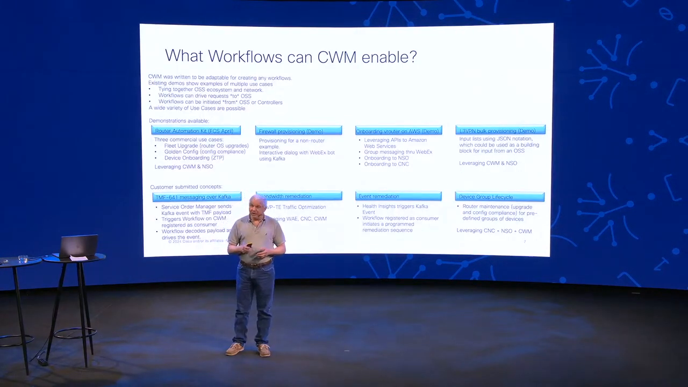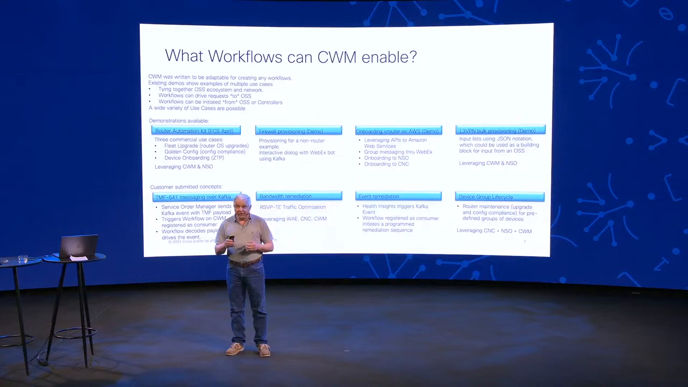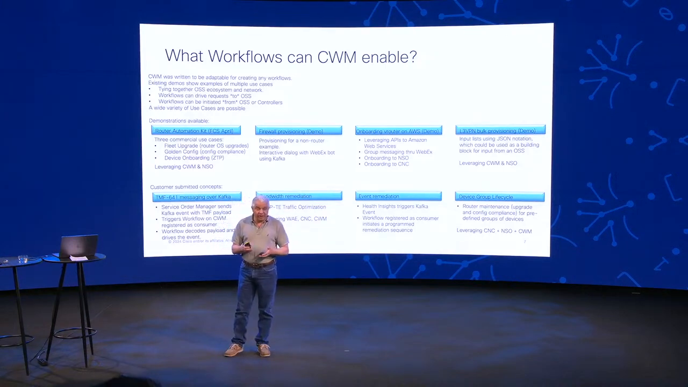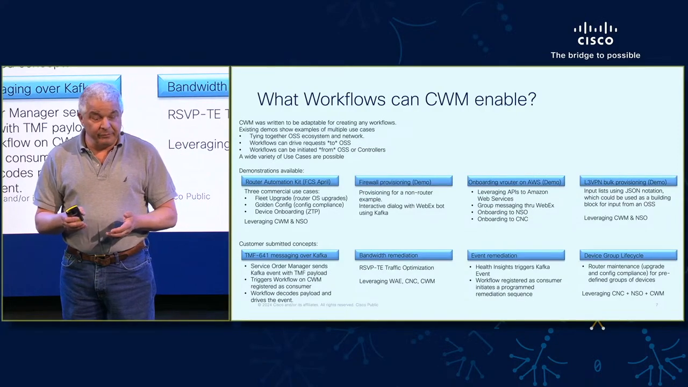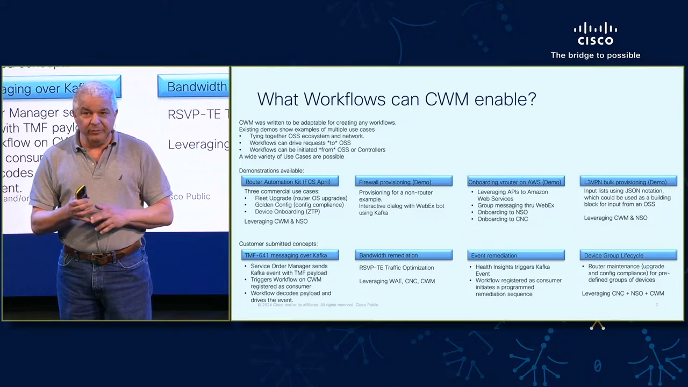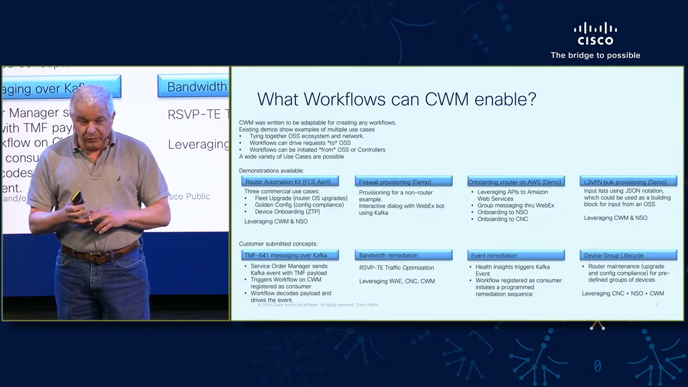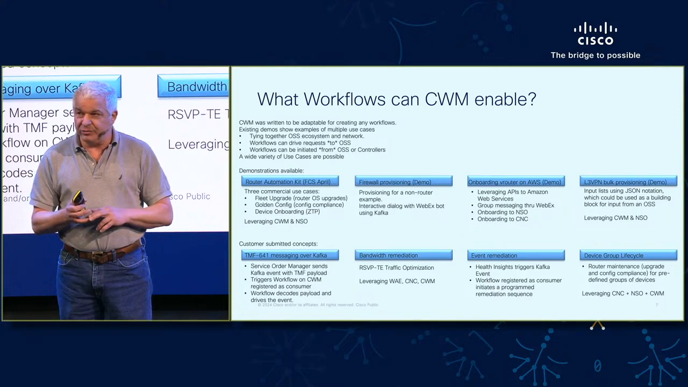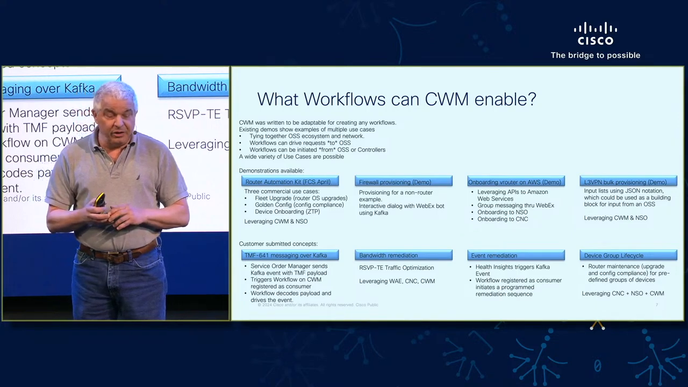In terms of what types of workflows you can build, within CWM, we wrote the product with the ability to adapt to any kind of workflow. Anything that you can do operationally on the network, you can access those CLIs or APIs through the workflow and automate them. We can be driven from outside OSS systems. They can trigger a workflow to start. We can send information out to OSS systems. We can interact with them. Any number of things.